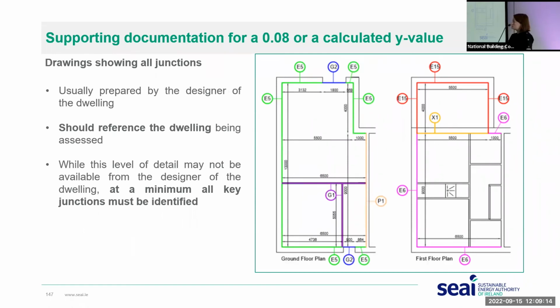In our guidance document online, it gives an example of a set of documentary evidence required to support a non-default Y value. It goes through each of the requirements and illustrates what that would look like. So for the set of drawings, they're usually prepared by the designer of the dwelling. They should reference the dwelling being assessed, and on each of the drawings, all of the key junctions should be indicated.